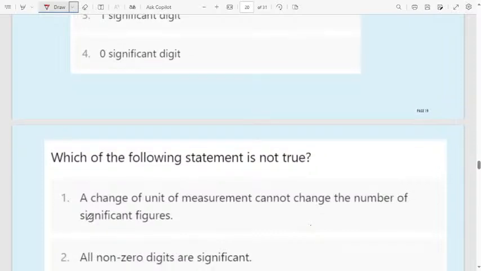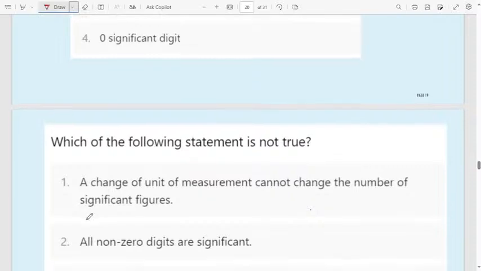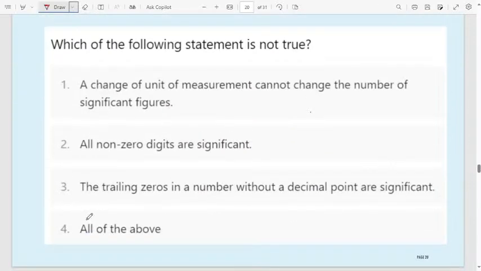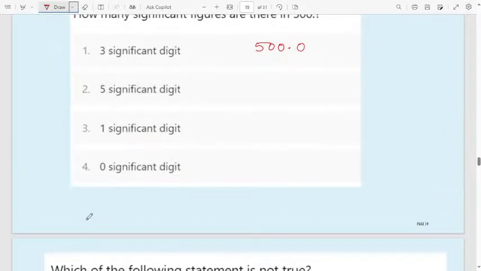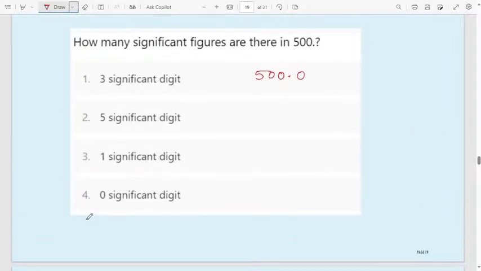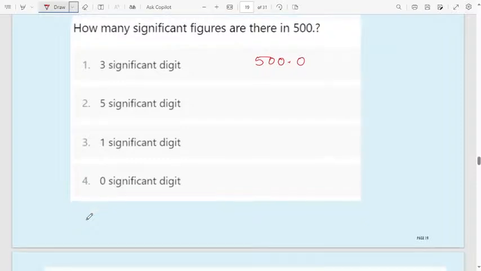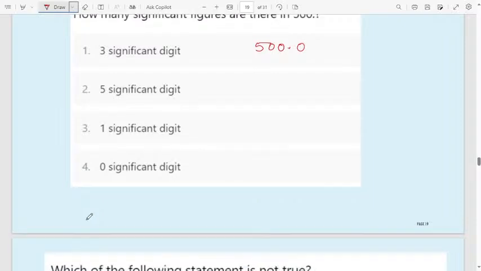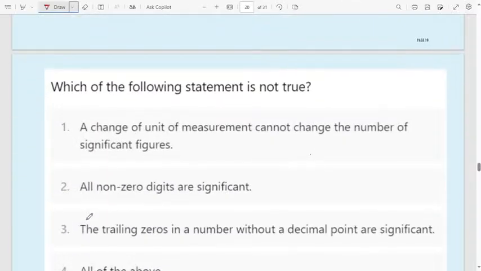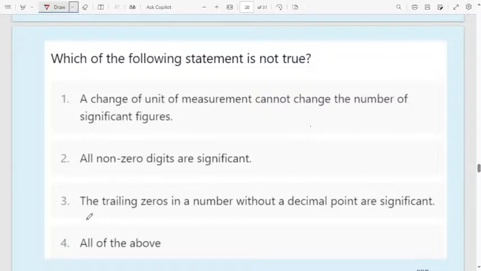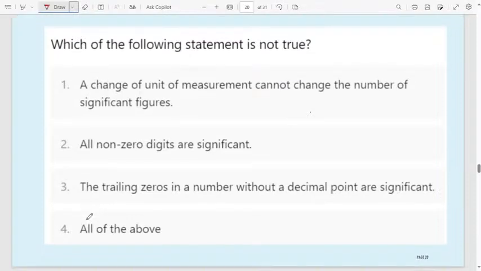Which of the following will be true? Next question. Yes, let us move to that question, it is easy. You can answer yourself. Then the next question, which of the following statements is not true? They are asking which statement is not true.